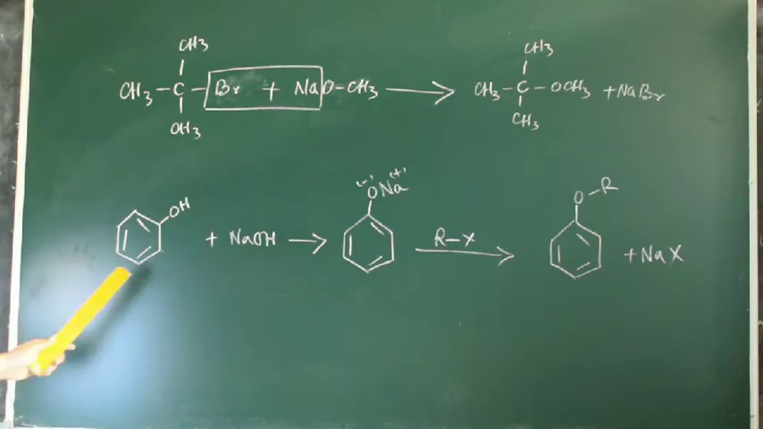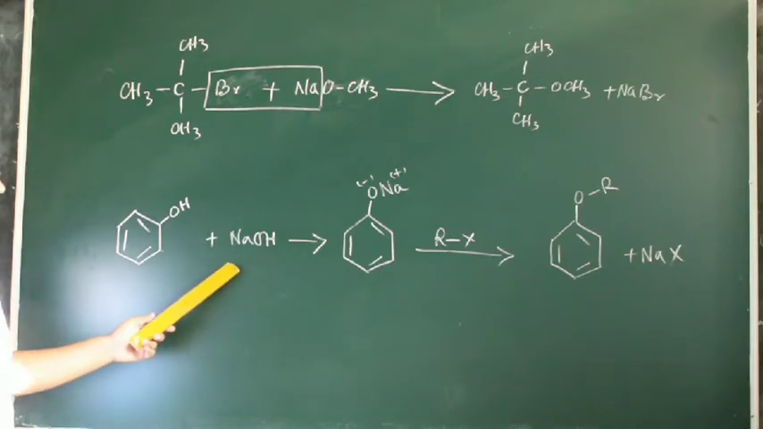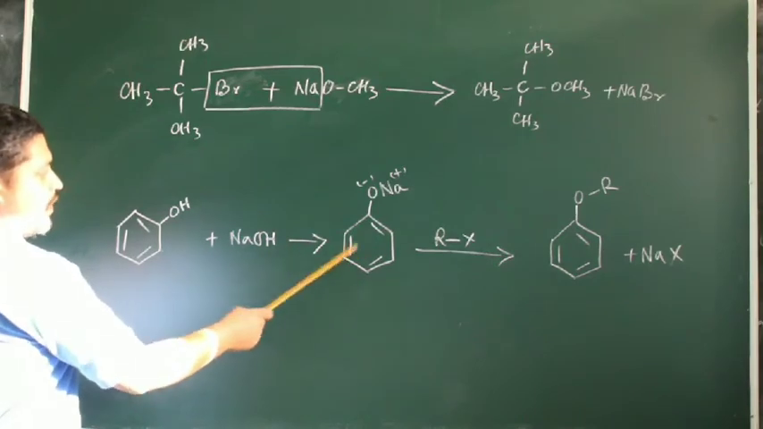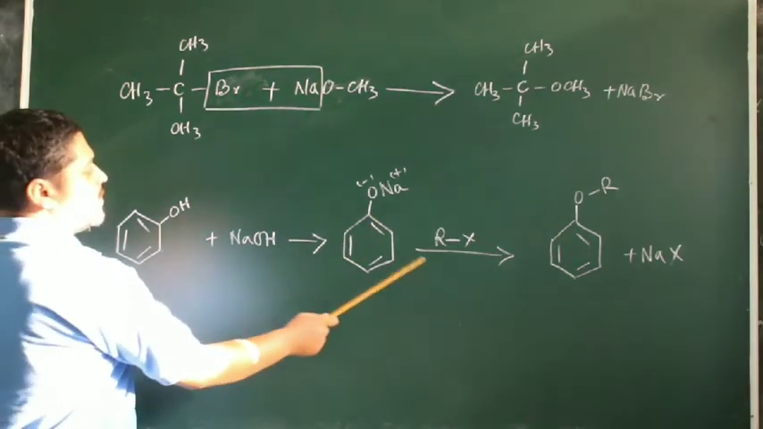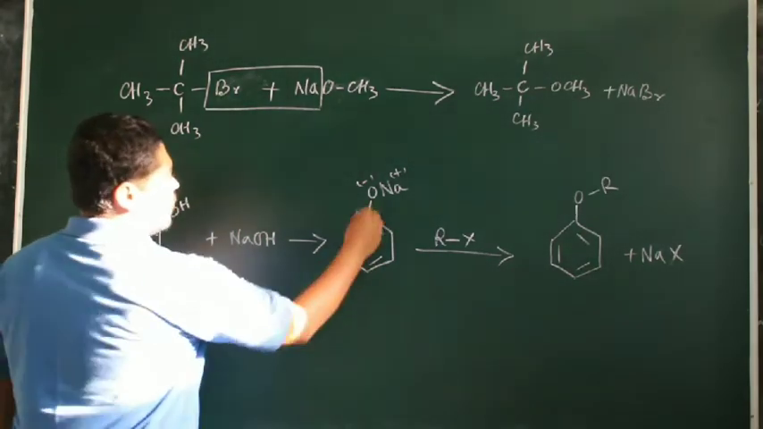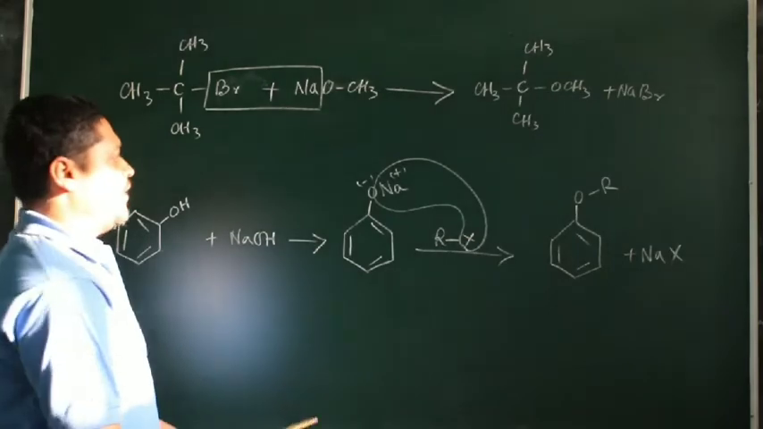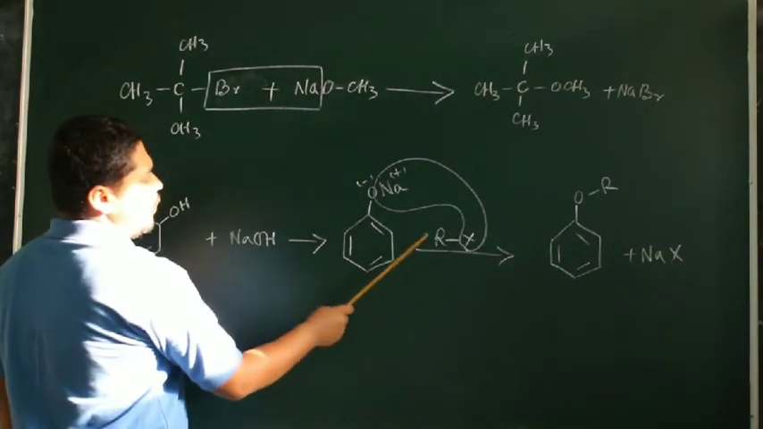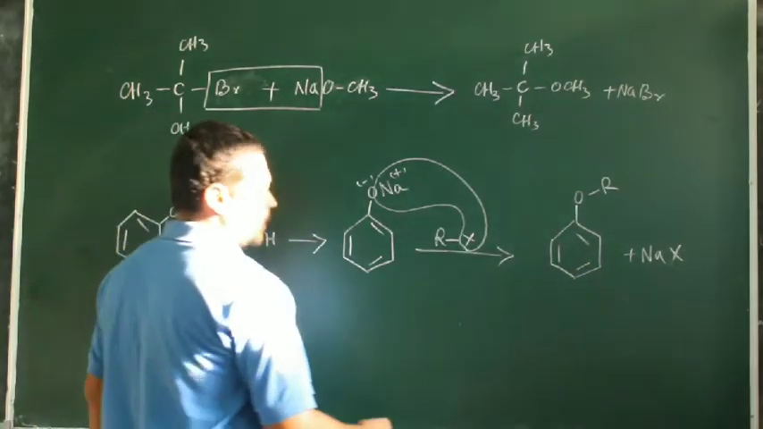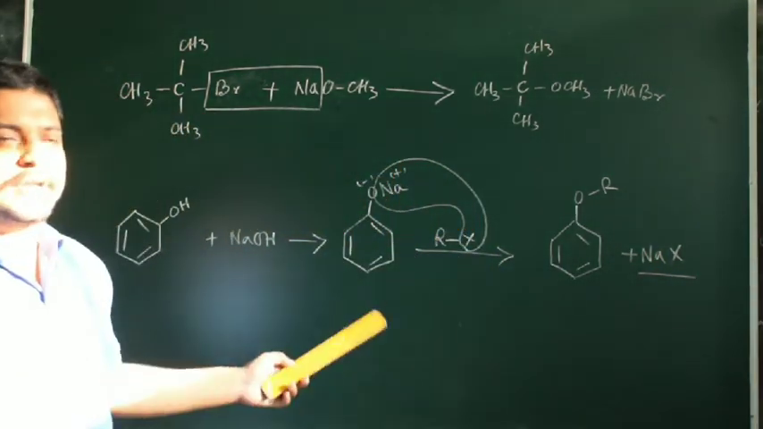The next reaction: this is phenol. When phenol reacts with sodium hydroxide or potassium hydroxide, sodium phenoxide is obtained. This is sodium phenoxide, which is also a sodium alkoxide. When it is treated with another alkyl halide, the sodium halide is removed, and the remaining portion, phenoxide with OR, is the ether. And the side product is sodium halide, sodium chloride or sodium bromide.